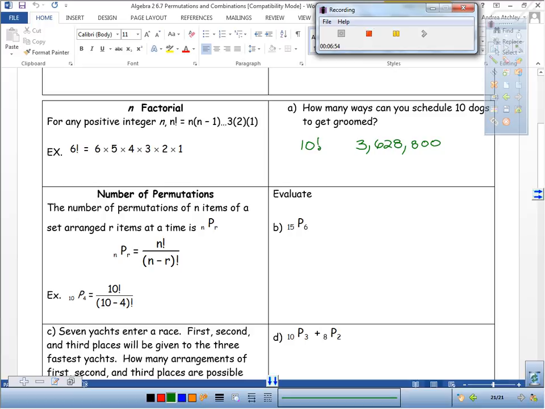N is the number of possible people. So if there's 30 people in the raffle, that's your N. And they're picking 5 tickets, that's your R. This is the actual formula: N factorial, so the number of people involved factorial, divided by N minus R factorial. So if we have this, it looks like 10 factorial divided by 10 minus 4.